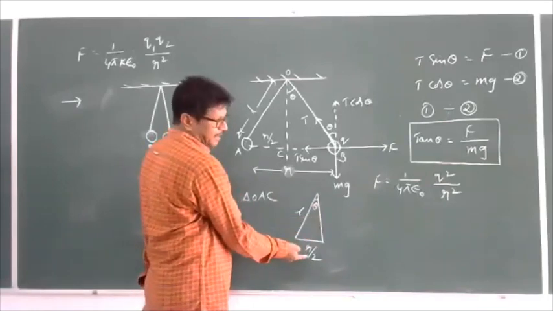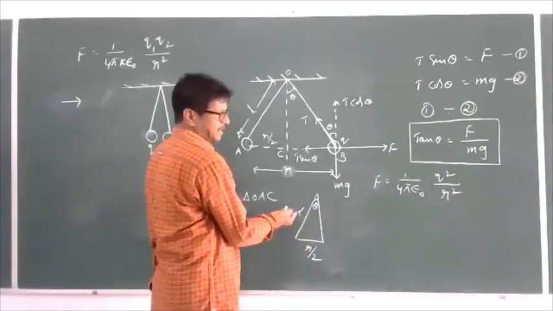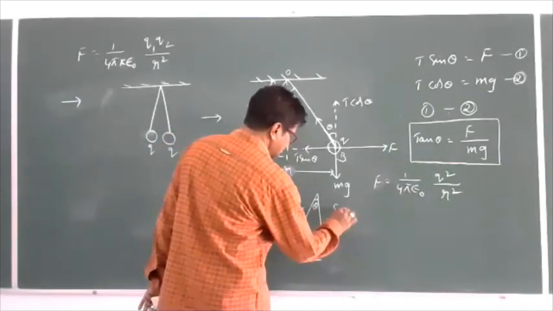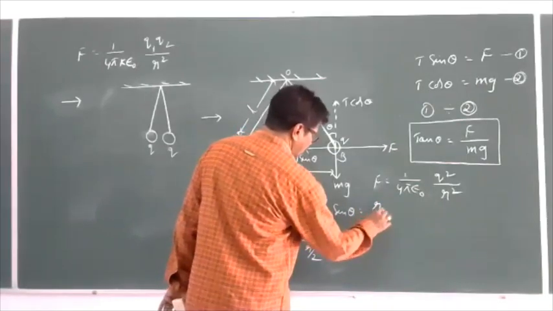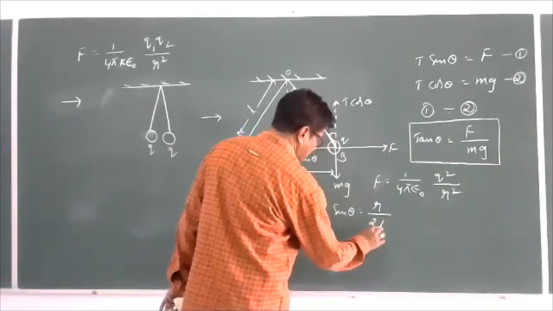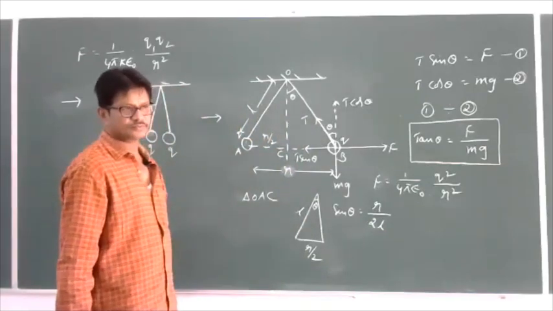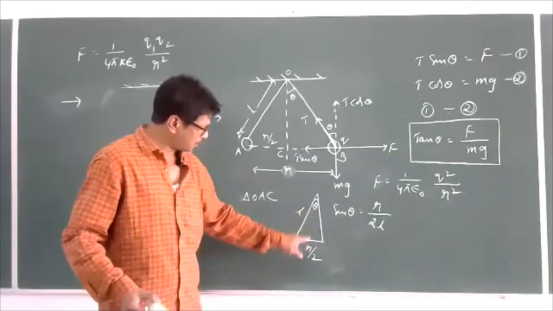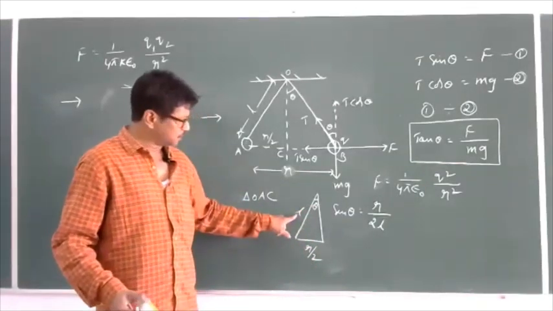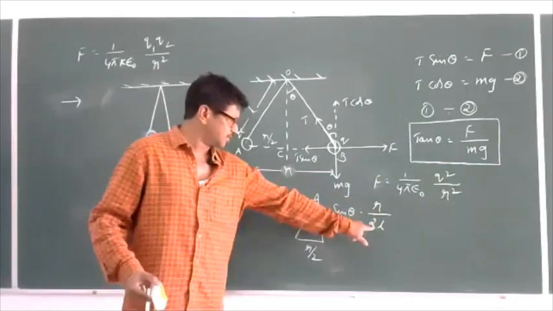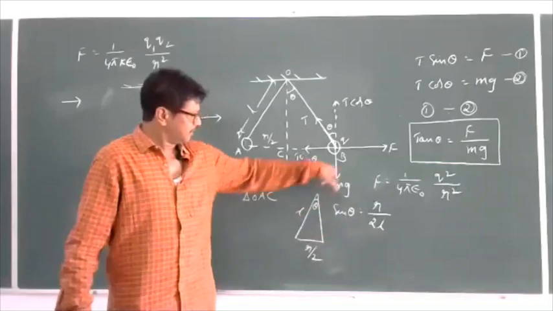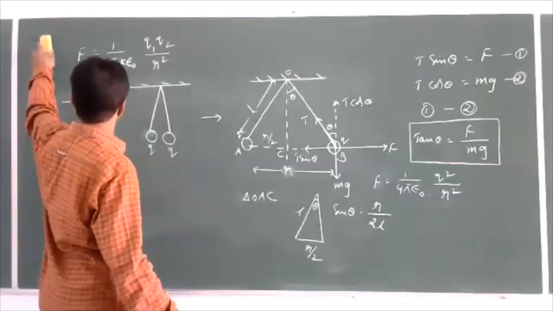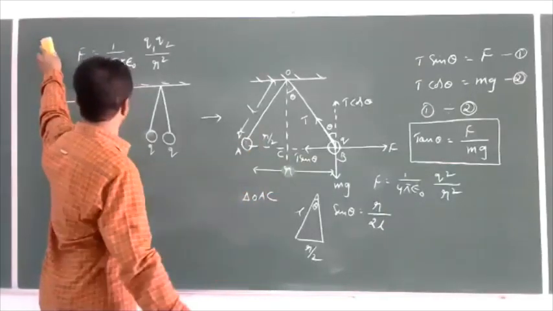Now for this angle, this is the opposite side and this is the hypotenuse. Then which trigonometric function? Sin theta. Sin theta is equal to opposite side by hypotenuse, where opposite side is r by 2 and hypotenuse is L. Then sin theta is equal to r by 2L. Based on this, you can find the r value. R is equal to 2L sin theta. Like that you can solve it.